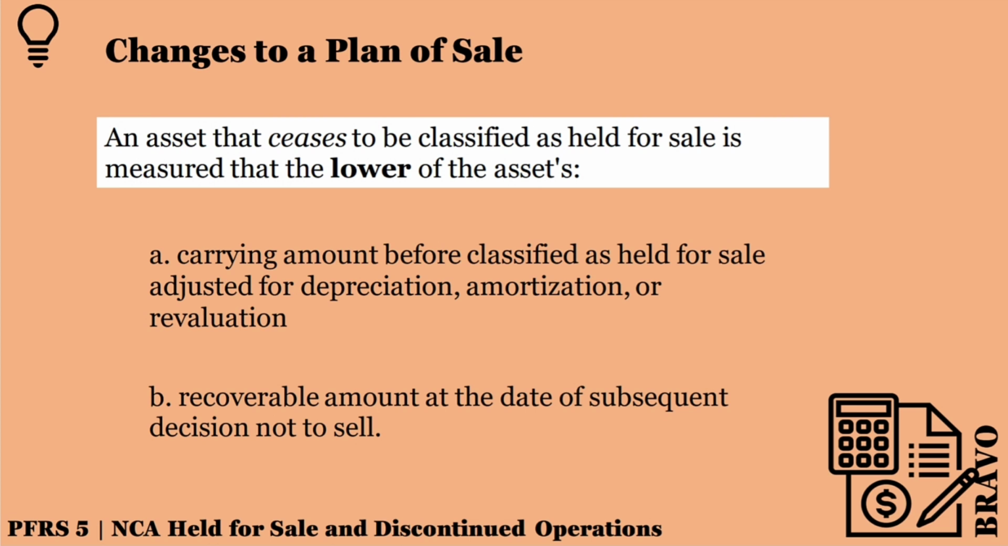However, the value in use is the present value of estimated future cash flows expected to arise from the continuing use of an asset and from its disposal at the end of its useful life. It can also be seen on PFRS 5 Appendix A.